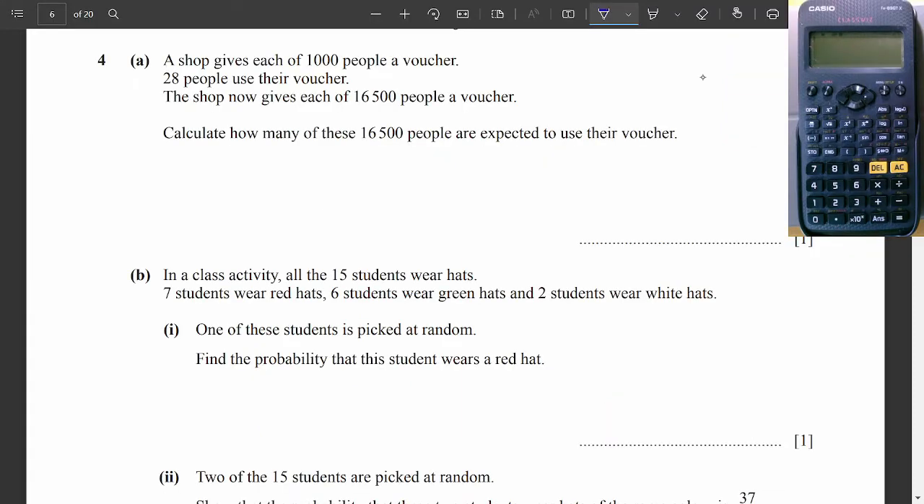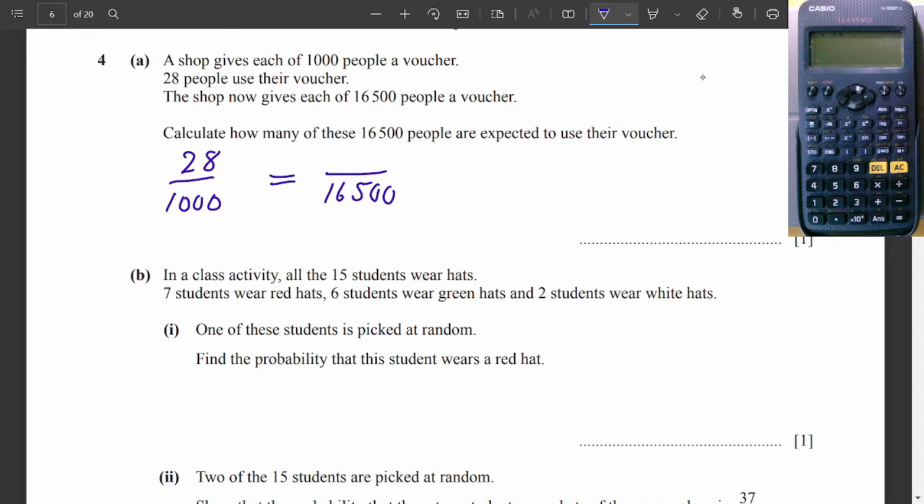Question 4. A shop gives each of 1,000 people a voucher. 28 people use their voucher. We can see this as a fraction. 28 out of 1,000 people is using a voucher. The shop now gives each of 16,500 people a voucher. So we have a similar equivalent fraction.